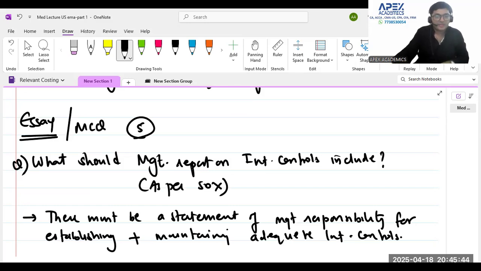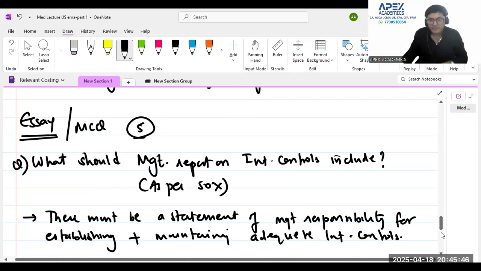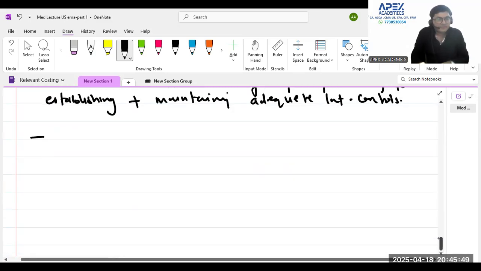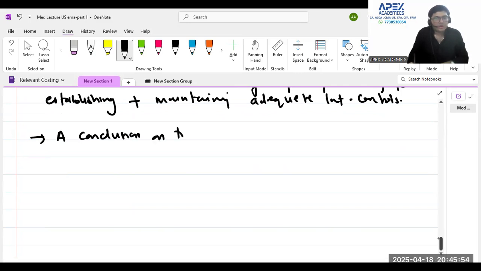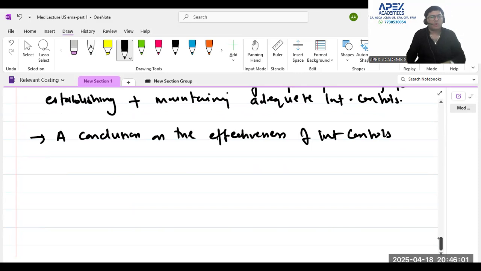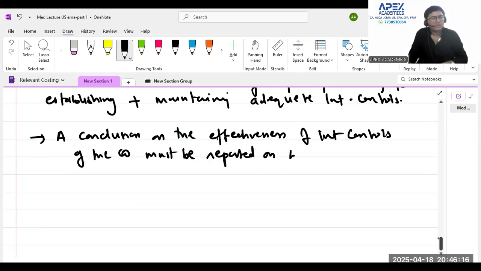Next statement. There must be a conclusion on the effectiveness of internal controls of the company. A conclusion on the effectiveness of internal controls of the company must be reported on by the management.